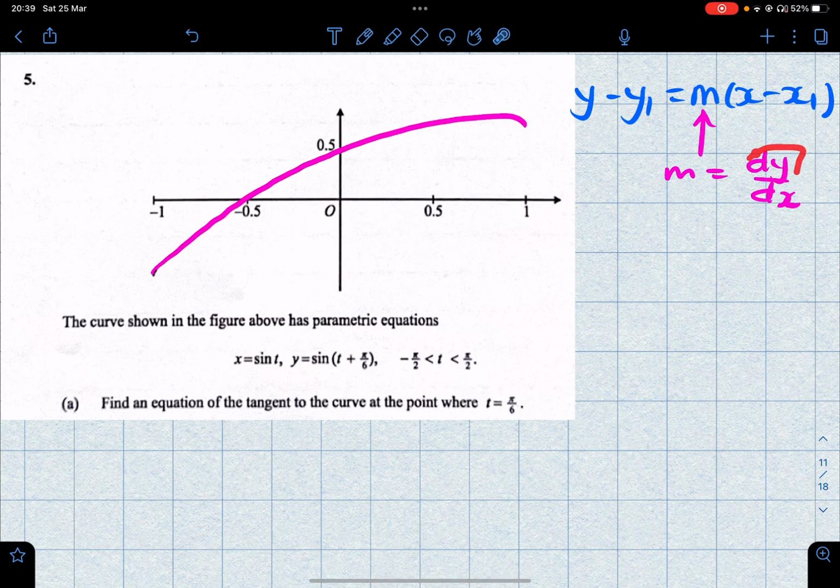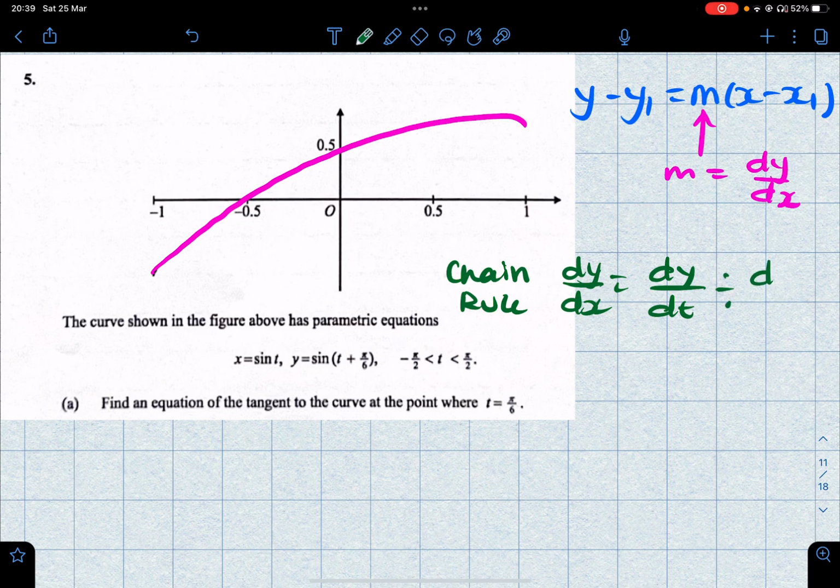Now, we can't find dy by dx using this information, so we need the chain rule. And the chain rule says that dy by dx is equal to dy by dt divided by dx by dt. So dy by dt is just the derivative of that, so we can find that relatively easily. The derivative of sine is simply cosine, so it's simply cosine of t plus pi over 6.